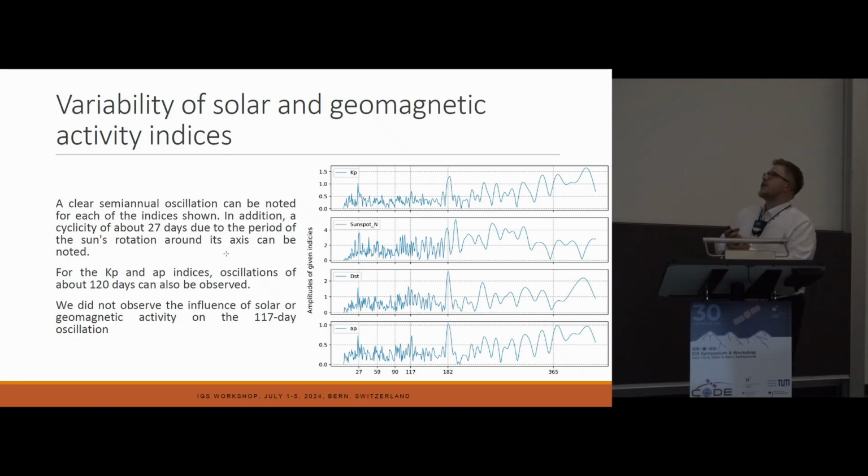And we tried to see if any solar activity or geomagnetic activity can also be the cause of this oscillation. But what we only found is that we have pronounced oscillation for 27 days for these indices and for semi-annual peaks. We didn't find anything else besides that. We see some really small peaks in AP and KP around 120 days, but we couldn't connect this clearly with the 117 day oscillation. More we would connect this with the 121 day oscillation of the global ionospheric maps.